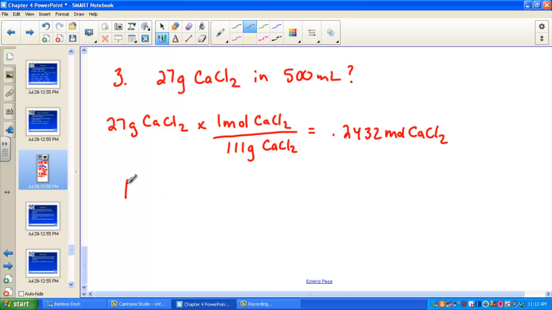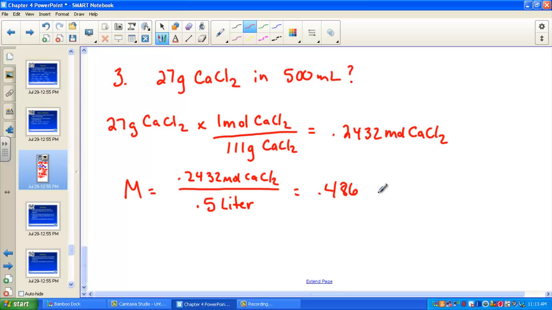Now that we know the moles, molarity can be solved by taking our number of moles just found above and dividing it by the liters of solution. So my 500 mLs put in as 0.5 liters, and I get a value of 0.486. We'll carry all 3 sig figs. Number, label, unit, and we have that accomplished. There's a little part under this question. What is the concentration of each ion?